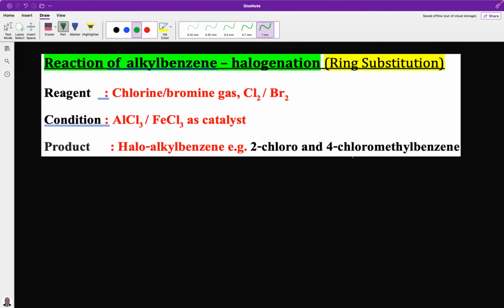If we are using chlorine as a reagent, the product would be 2-chloro and 4-chloro methyl benzene. Generally, we can call it haloalkylbenzene. The condition, once more, is a halogen carrier. It could be aluminium chloride or iron(III) chloride acting as a catalyst, not UV light.